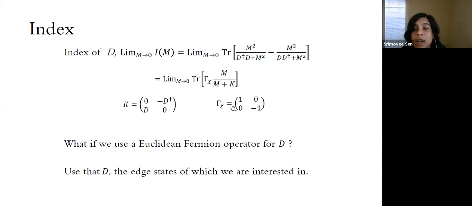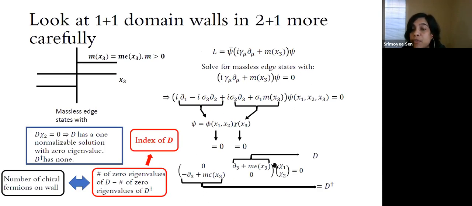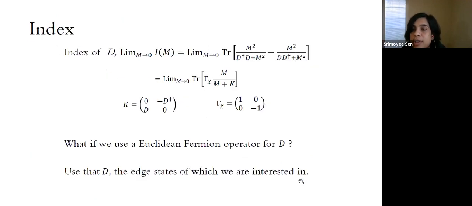As you see, the dimension of K is twice the dimension of D, and the same is the case with gamma chi. So D, for me, if you were just counting Dirac indices, was a one-dimensional matrix. So if you count Dirac indices, K is twice the dimension of D, and the same is true of gamma chi.